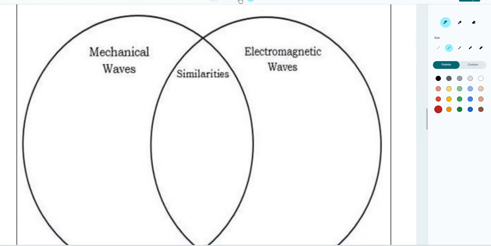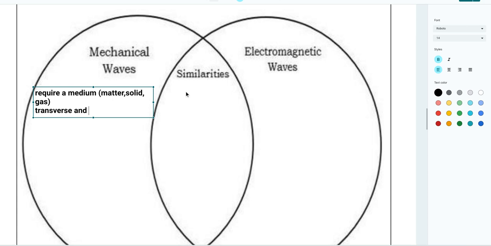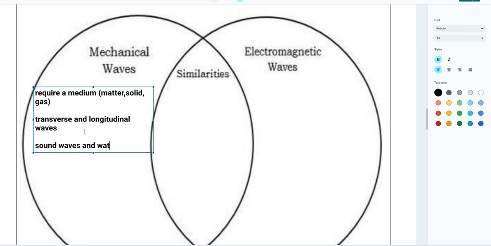Okay, so let's look at some of the differences between mechanical waves. So mechanical waves require a medium or matter, or we can even write solid, liquid, gas. So they require a medium. We have 2 types. We have transverse and longitudinal waves. And then we have our examples of sound waves and water waves.